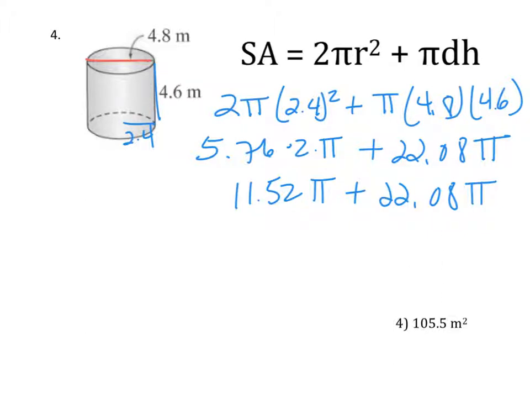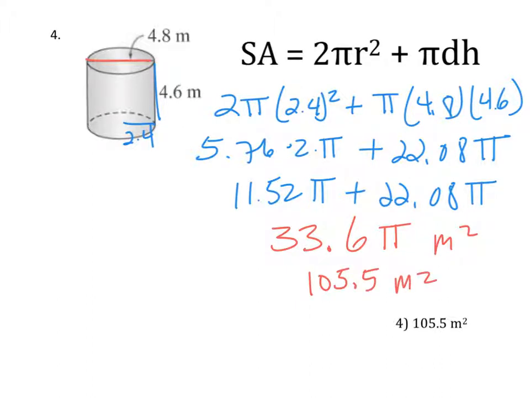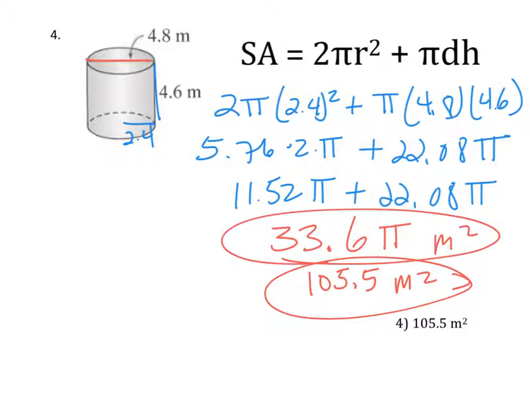Gives us 33.6 pi, and if I said leave in terms of pi, you'd say meters squared and be done, but I didn't, so you've got to multiply times 3.14, giving us approximately 105.5 meters squared. So there you go, both answers in terms of pi and not in terms of pi.